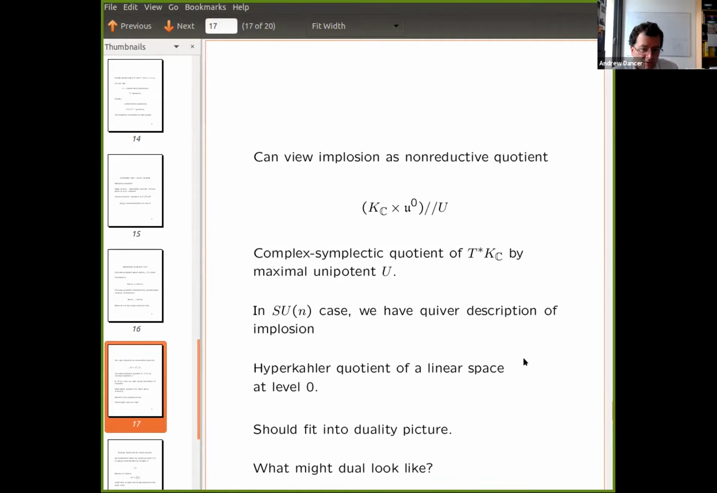So this should fit into the duality picture. In particular, in the SU(N) case, we actually have a quiver variety description of the implosion as a hyperkähler quotient of a linear space at level 0. So this should give us the hyperkähler cone. This should fit into the Coulomb branch, Higgs branch picture. So what might the dual look like?